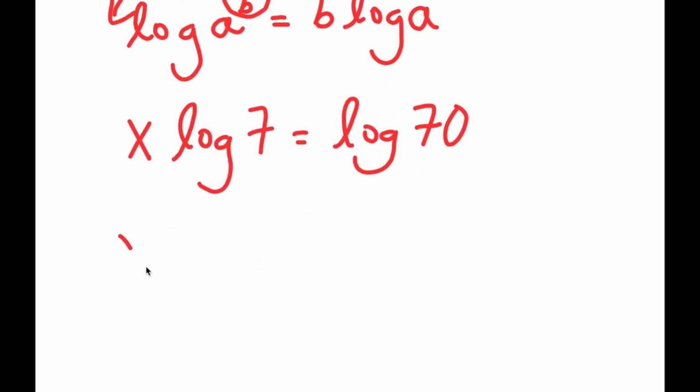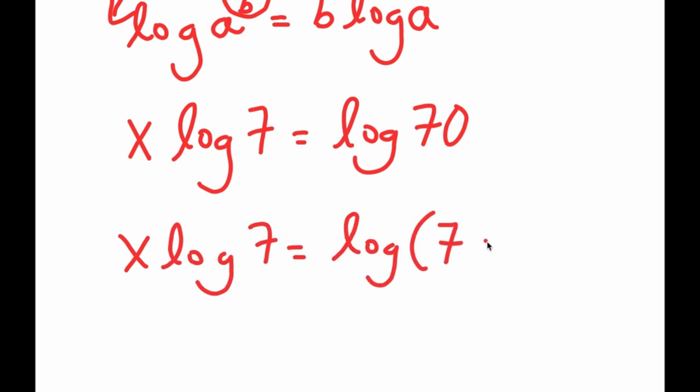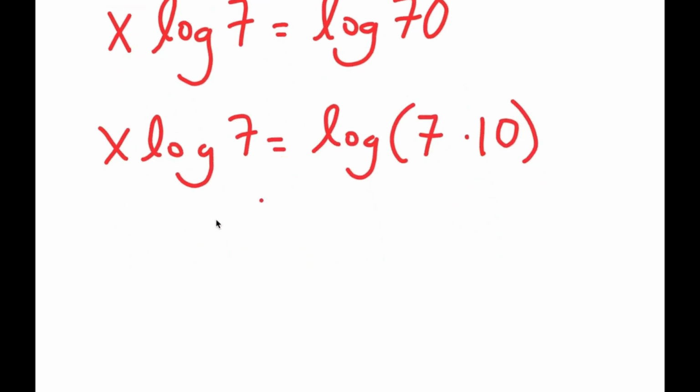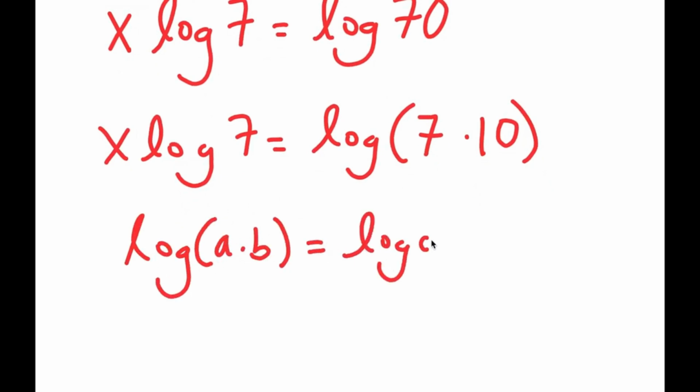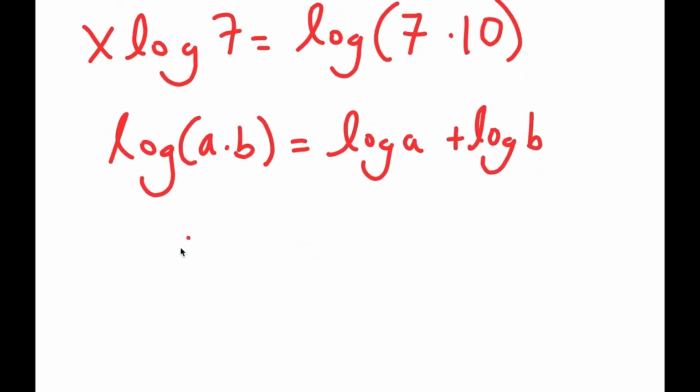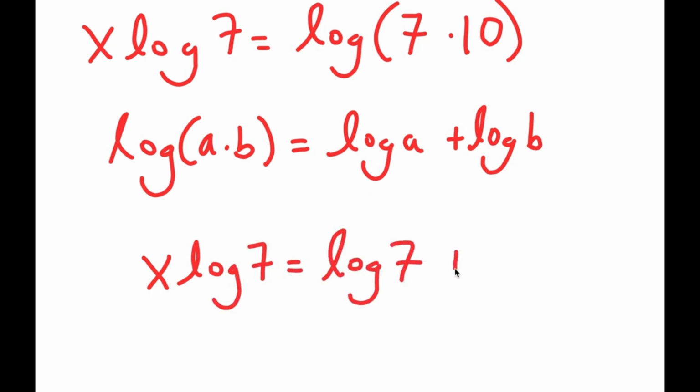Now, log 70 is the same thing as log of 7 times 10. And another property of logarithms is that if I have something in the form log a times b, this is equal to log a plus log b. So log of 7 times 10 is going to equal log of 7 plus log of 10.